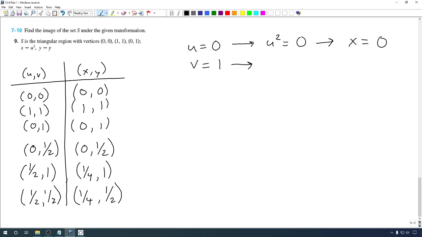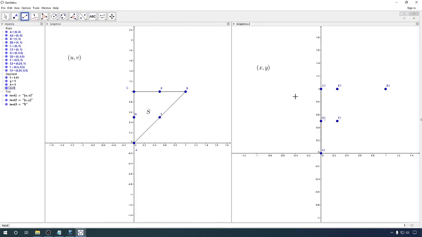Well, v is u. Or, sorry, v is y. So v equals 1 is the same thing as y equals 1. So the fact that E2 did end up on the line from B2 to C2 was not a coincidence. It does end up on that line. It doesn't mean we map to the same point, but this entire line does map to that line as well. Every point on here maps to that line, and every point on this line segment came from somewhere on this line segment.